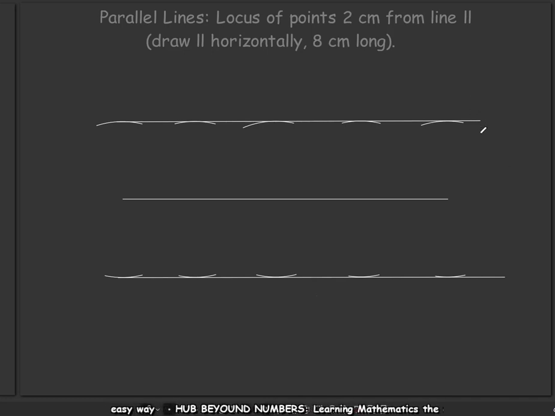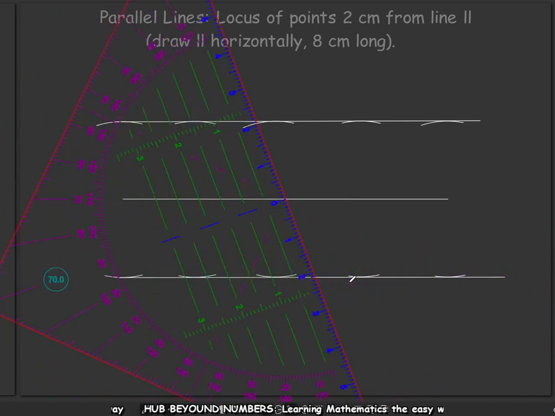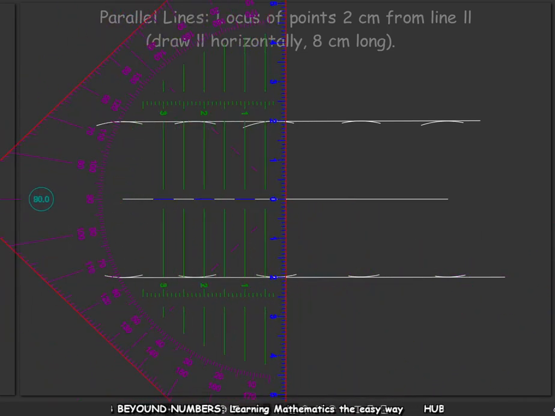It means this ruler here, this line here, and then this line here, they are what? The locus of this line. And they are all exactly 2 centimeters away from this line. You can always use your ruler to measure that just to confirm.